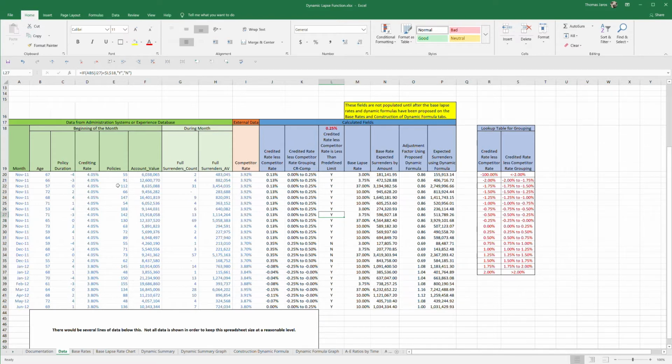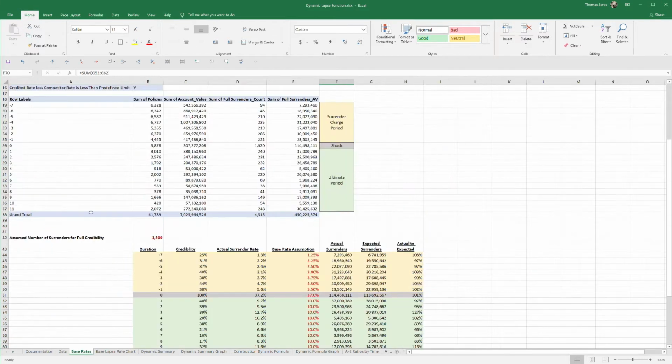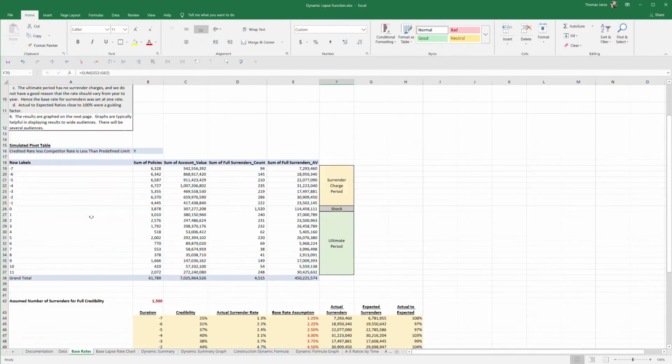So with that, we have the database. Don't worry about these other columns, these last few computed items here. We're going to fill those in later. We're going to first figure out base rates. The way we go about doing base rates here is we're going to use the stuff that is going to be close to neutral. That is, credited and competitor rates are very close to each other.